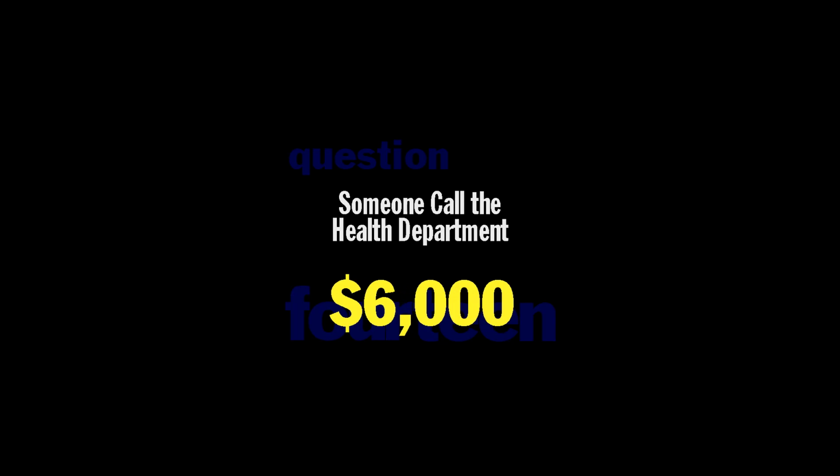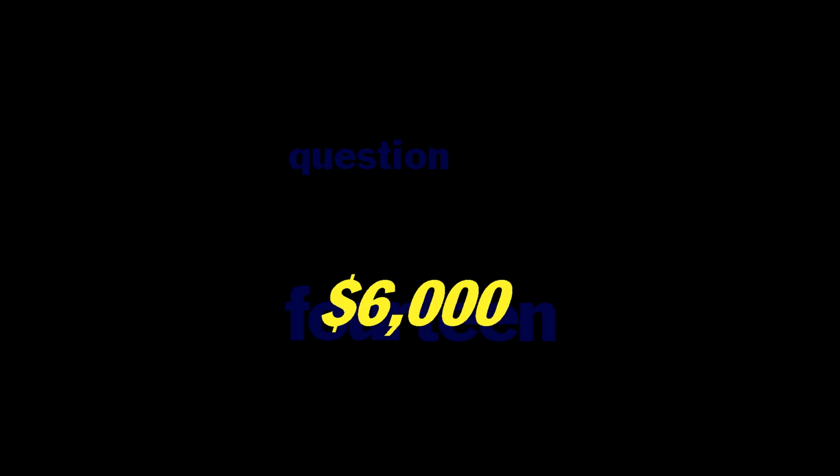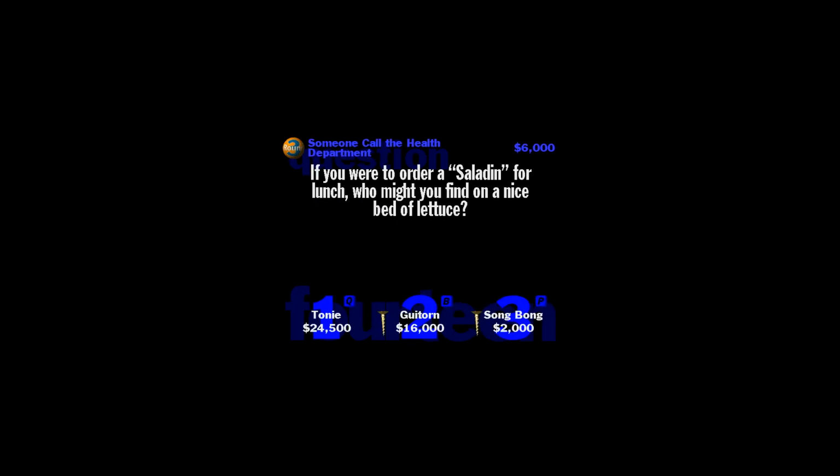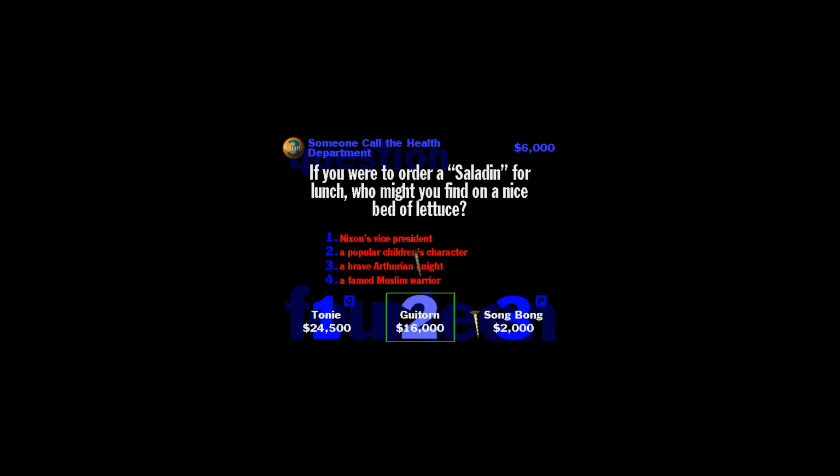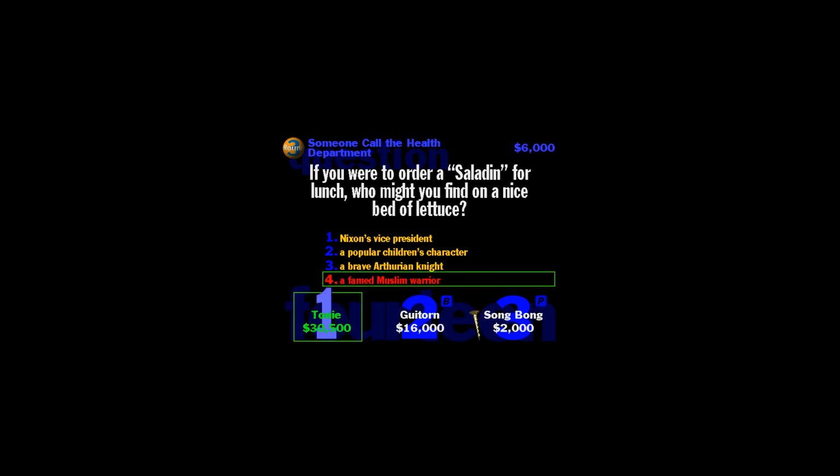14. I believe this one is called Someone Call the Health Department, and this one's going to be worth $6,000. Let's see how you handle this one. If you were to order a salad in for lunch, who might you find at... Gotta answer it, player one. The most important leader of the Crusades, Saladin, won several big victories and reclaimed Syria, Jerusalem, and Palestine for the Muslims. Whatever, as long as they make sure to hold the croutons. I mean, croutons.